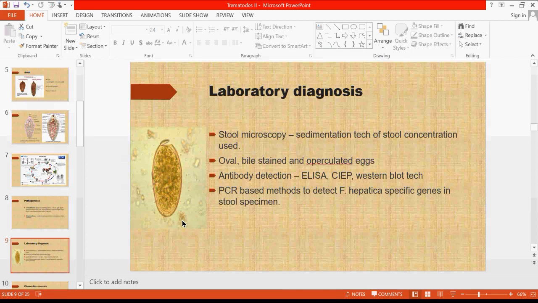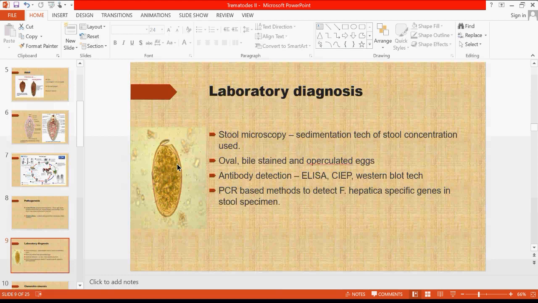So whenever such a history is there, you must do the stool examination. Before direct stool microscopy, you have to do a concentration technique. Here we use the sedimentation technique of stool concentration, not the flotation technique, because these are heavy eggs, so they get sedimented at the bottom. Then we do stool microscopy, where oval, bile-stained, operculated eggs can be seen.